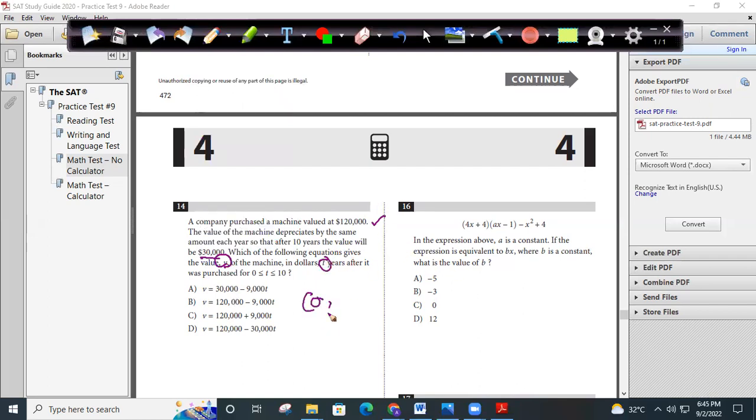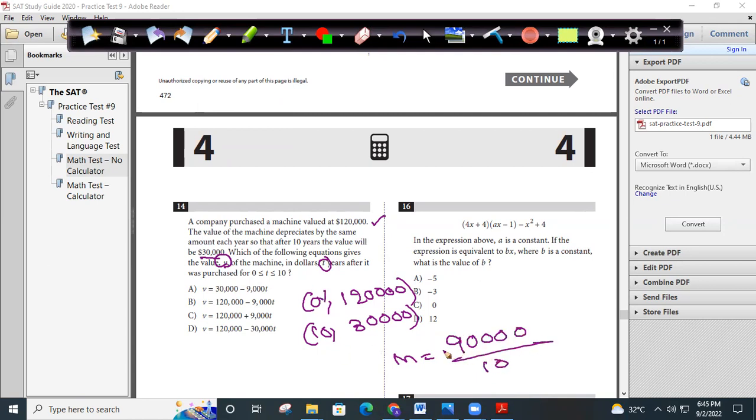So when X is equal to 0, the value should be 1,20,000. When X is equal to 10, the value is 30,000. So slope is equal to 30,000 minus 1,20,000, which is minus 90,000, divided by 10 minus 0, so minus 9,000. Slope should be minus 9,000.